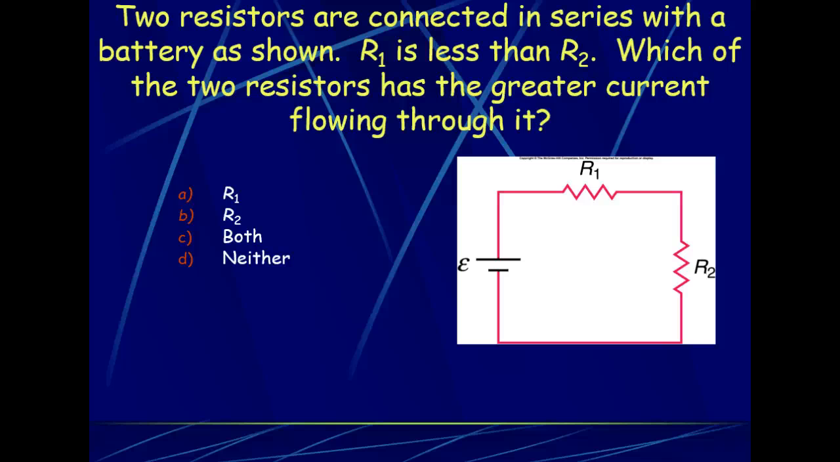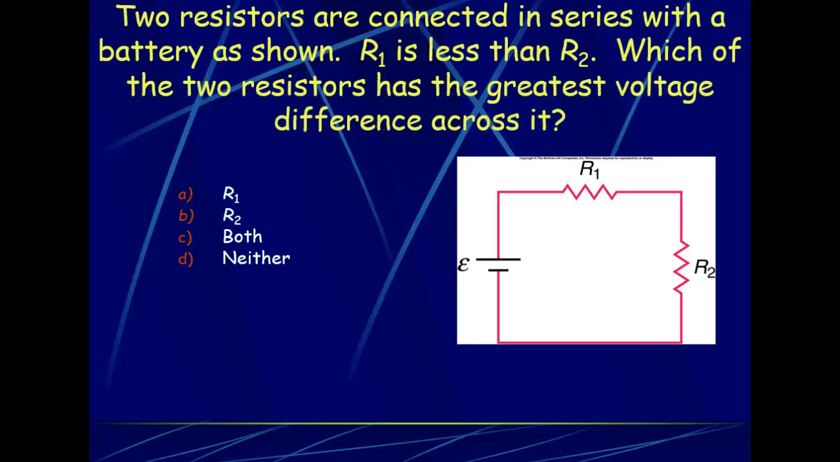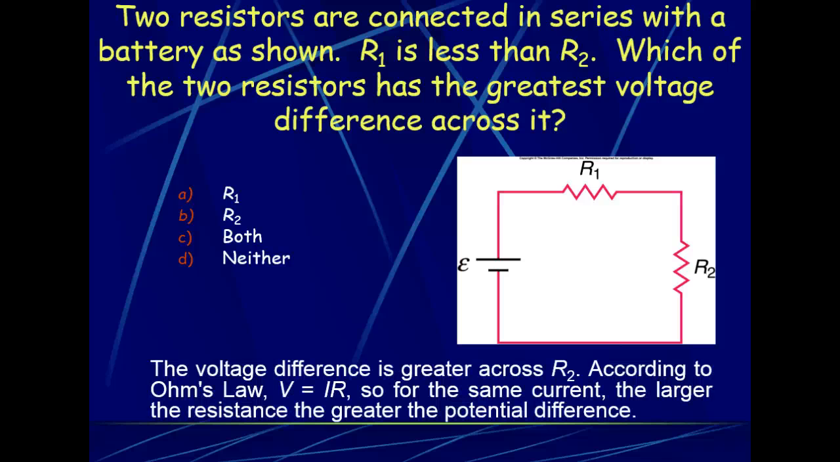So here we have two resistors that are in series. Since they are in series, they have the exact same current flowing through each one. Now, if we know that resistor 1 is less than resistor 2, by Ohm's law, that tells us that the voltage difference across resistor 2 has to be larger.